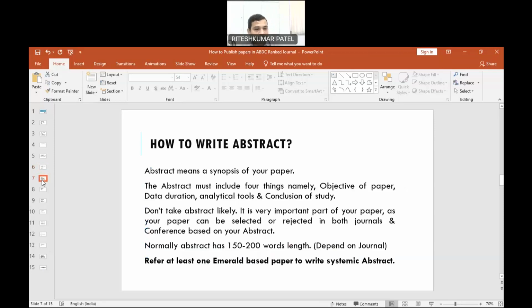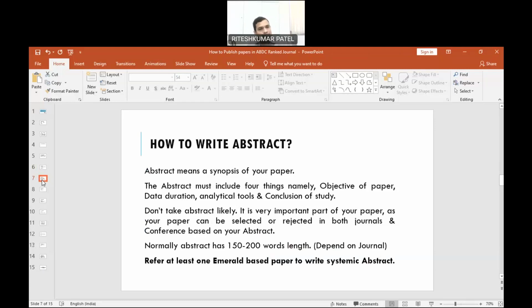How to write an abstract. Now I will be going point by point for everything so that you can understand how I can write certain points over there and how I can make it. An abstract is a synopsis of your paper. As in a thesis we have a detailed synopsis, in a paper the abstract is very limited.